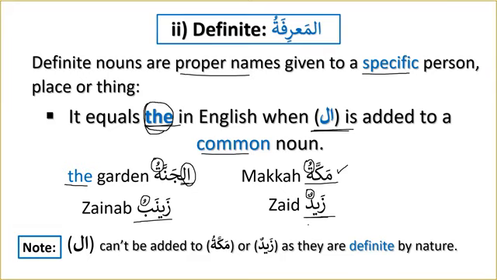We cannot drop it. So now we can see over here that al can't be added to Makkah or Zaidun as they are definite by nature. So with the proper nouns, we cannot add al, that's not possible. However, if there is a common noun and we want to transfer it into a proper noun, then we have to use al with that.